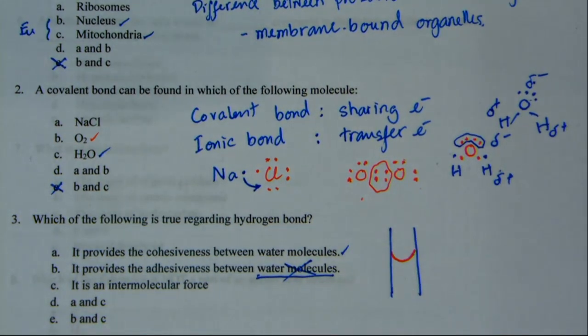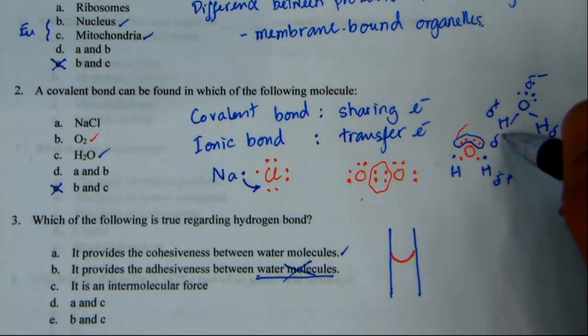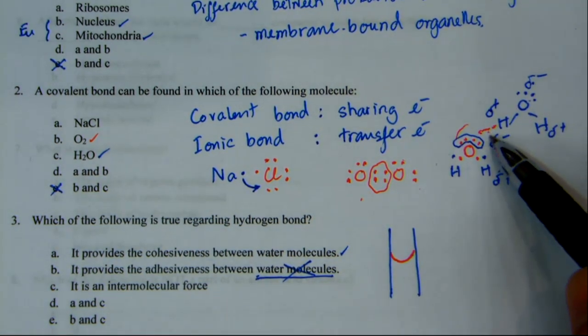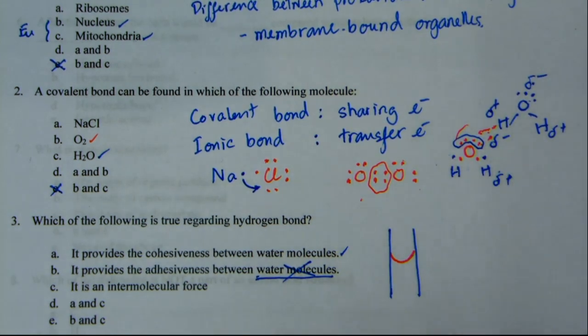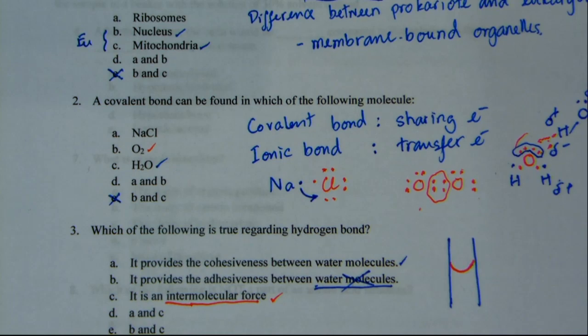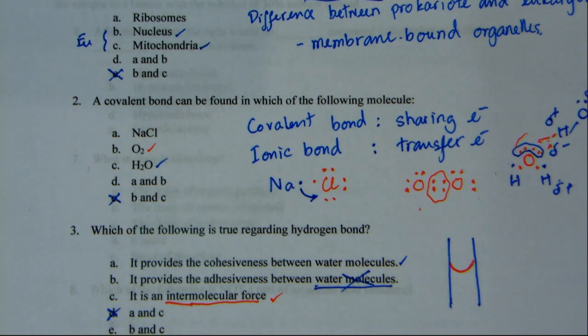So what does it do when you have positive and negative together? They attract each other, right? So this negative charge of the oxygen right here is building the bond. This bond is the hydrogen bond, and it is between molecules of water. So it is an intermolecular force, and this one is also correct. So the answer is D, which is A and C are correct.